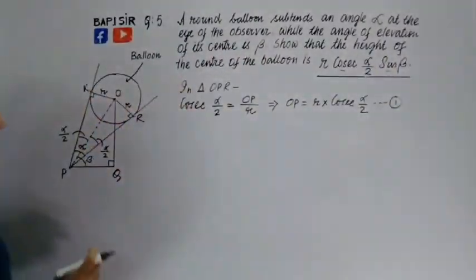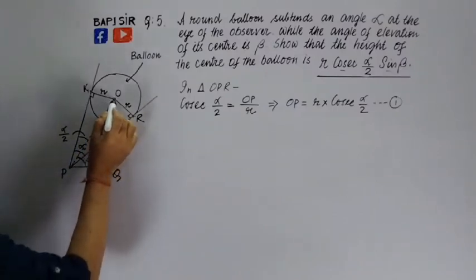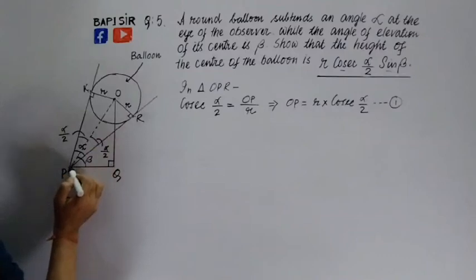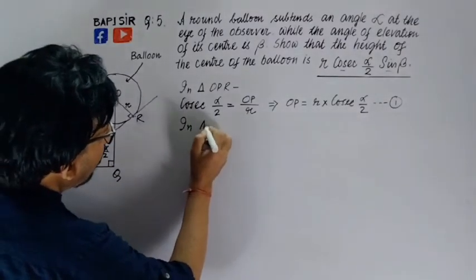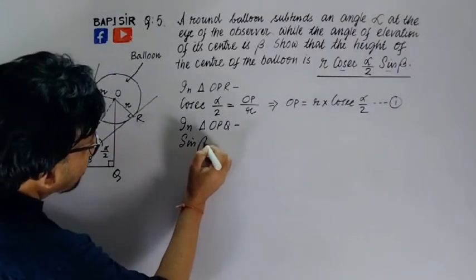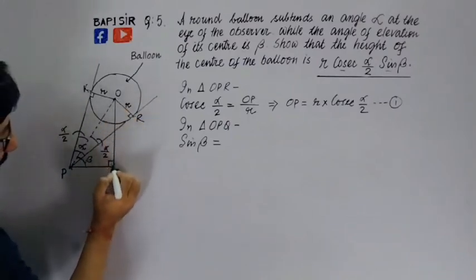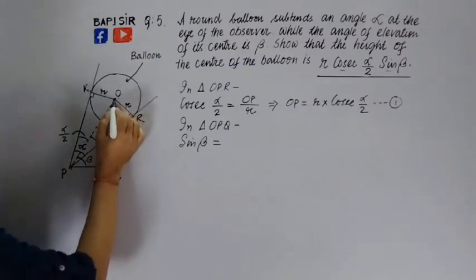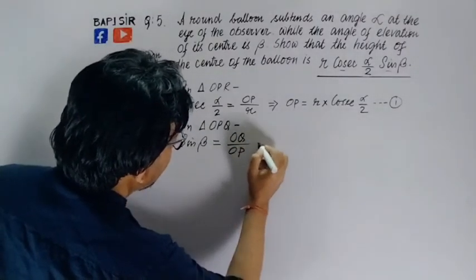Now find sine beta. Where is sine beta? Here is beta. This is the angle of inclination of the center of the balloon to the observer P. So in triangle OPQ, sine beta means perpendicular by hypotenuse. This is the angle of reference. Its opposite side is the perpendicular, and the side opposite 90 is the hypotenuse. So sine beta is OQ by OP.